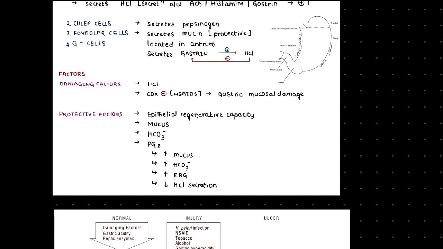Any disbalance in these factors will cause an increased risk of inflammation in our gastric region. For example, a damaging factor such as HCl may be produced in excessive amounts, and if bicarbonate is not able to neutralize this HCl, then obviously there would be inflammation in our gastric region.